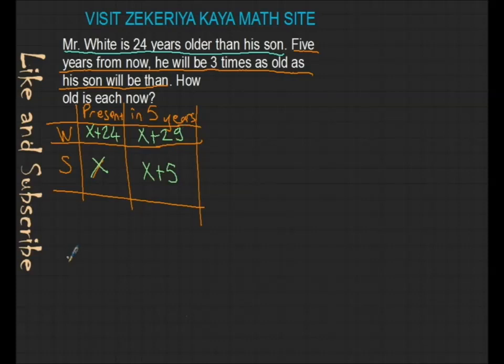So, I named them by using the first sentence. I will get the equation by using the second sentence. The second sentence says that 5 years later, Mr. White will be 3 times as old as his son. Do you understand this? This connection will be after 5 years. This equation will be after 5 years. Mr. White will be 3 times as old as his son. Did you understand the equation? How did I do it? Did you understand?